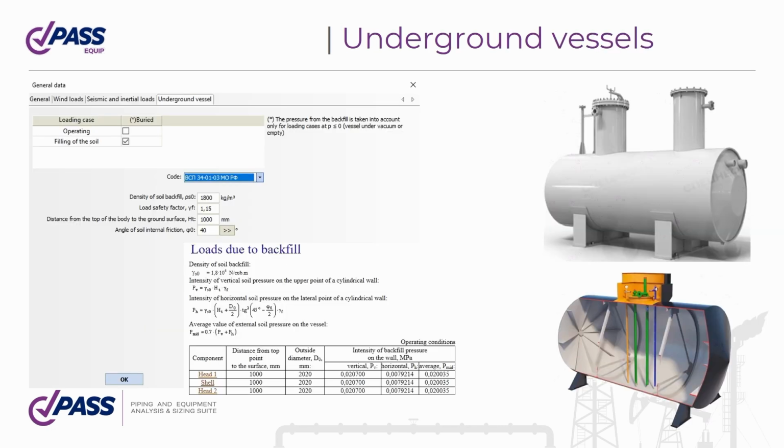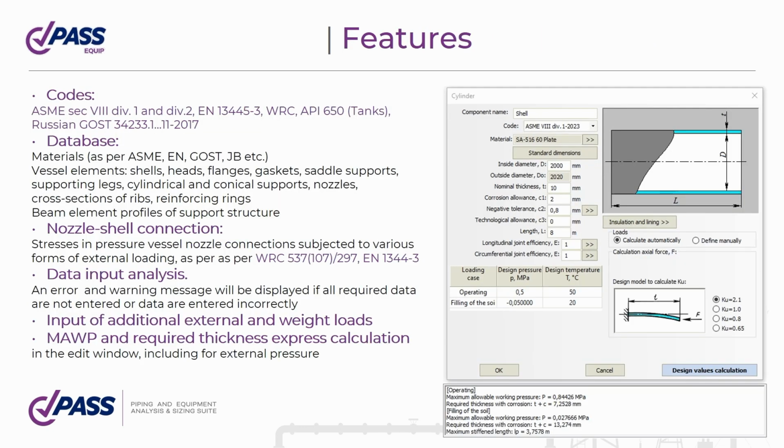Equip can also help to calculate underground vessels. To calculate the underground vessels, it's necessary to determine the external pressure from filling with soil. To do this, it's necessary to determine the density of the soil, the height of the filling, the angle of internal friction of the soil, and the load safety factor. The average value of external soil pressure is taken into account when calculating the stability or buckling of the vessel.